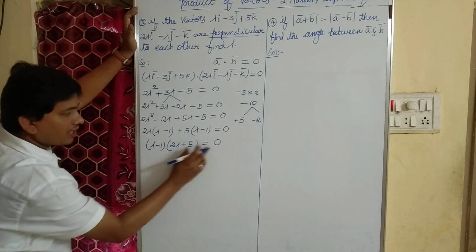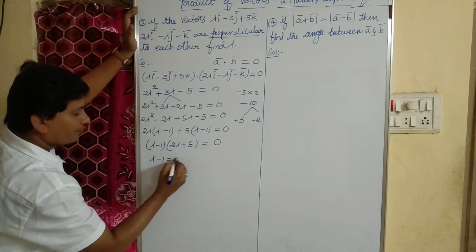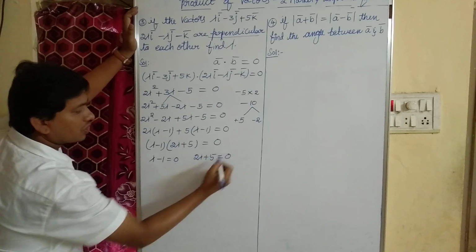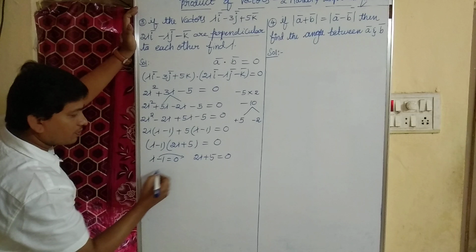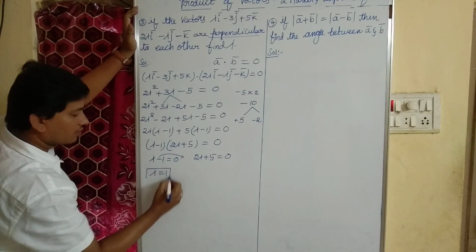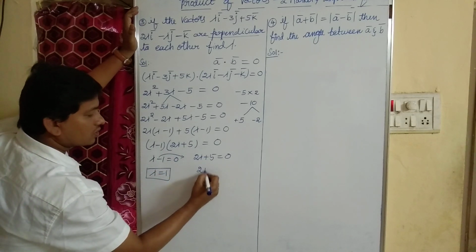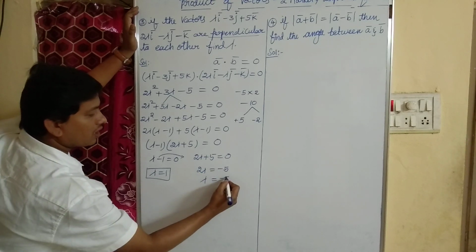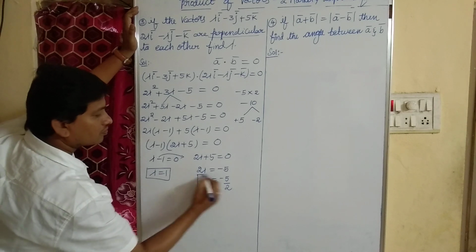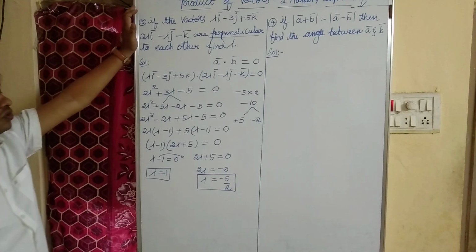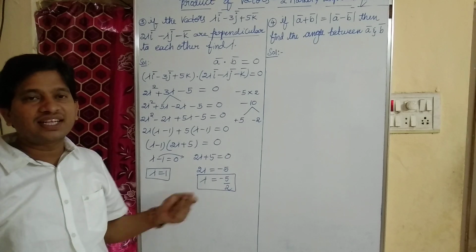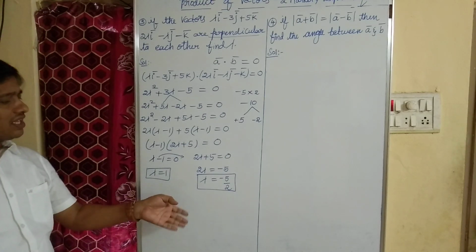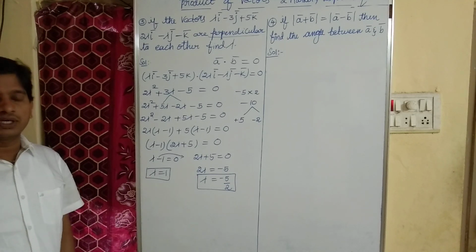So the first one is λ minus 1 equal to 0 and the second one is 2λ plus 5 equal to 0. So transposing minus 1, λ equals 1. Transposing 5, we get minus 5, and transposing 2, λ equals minus 5 by 2. So we got two values, one is λ equal to 1 and the second one is λ equal to minus 5 by 2. Okay, neglect the negative value, so the λ value is 1.